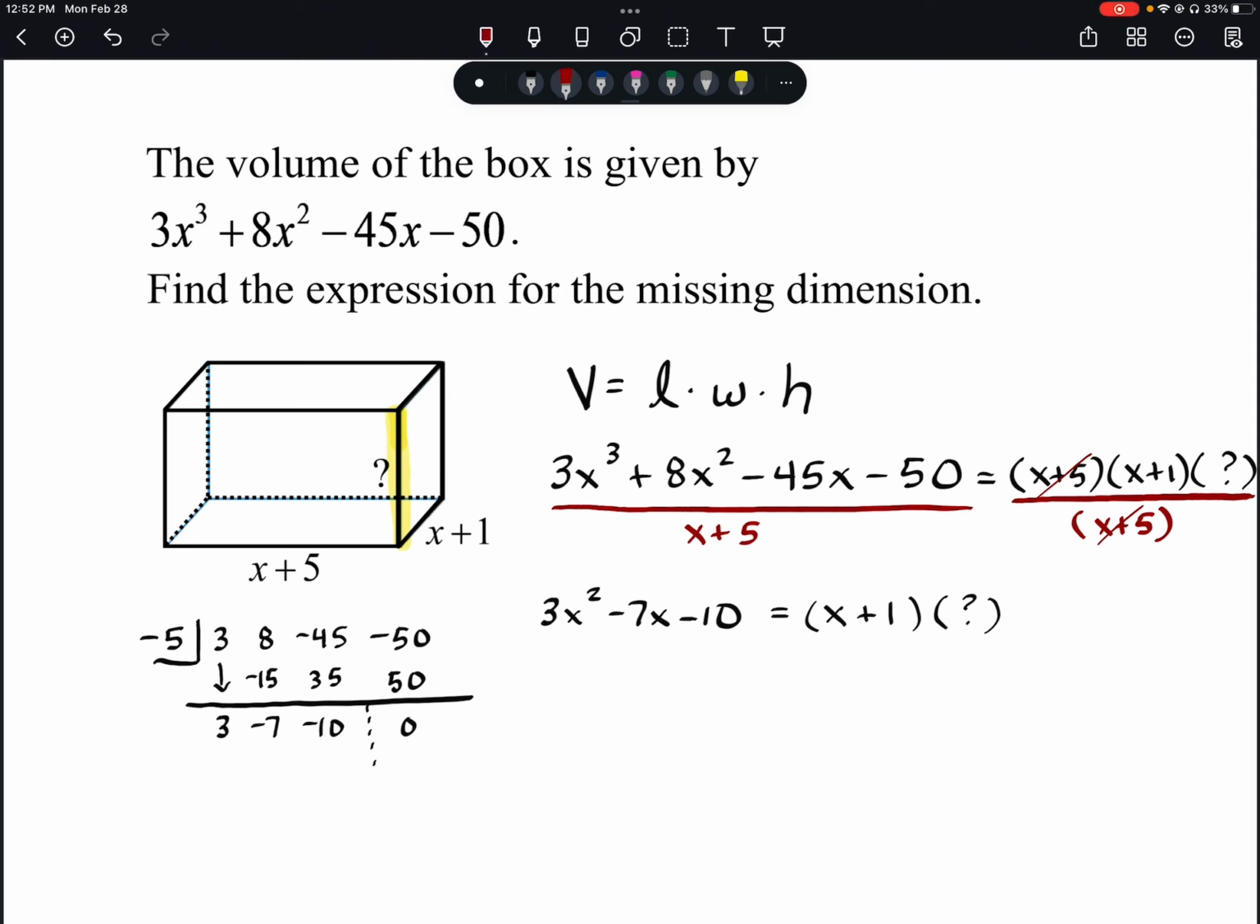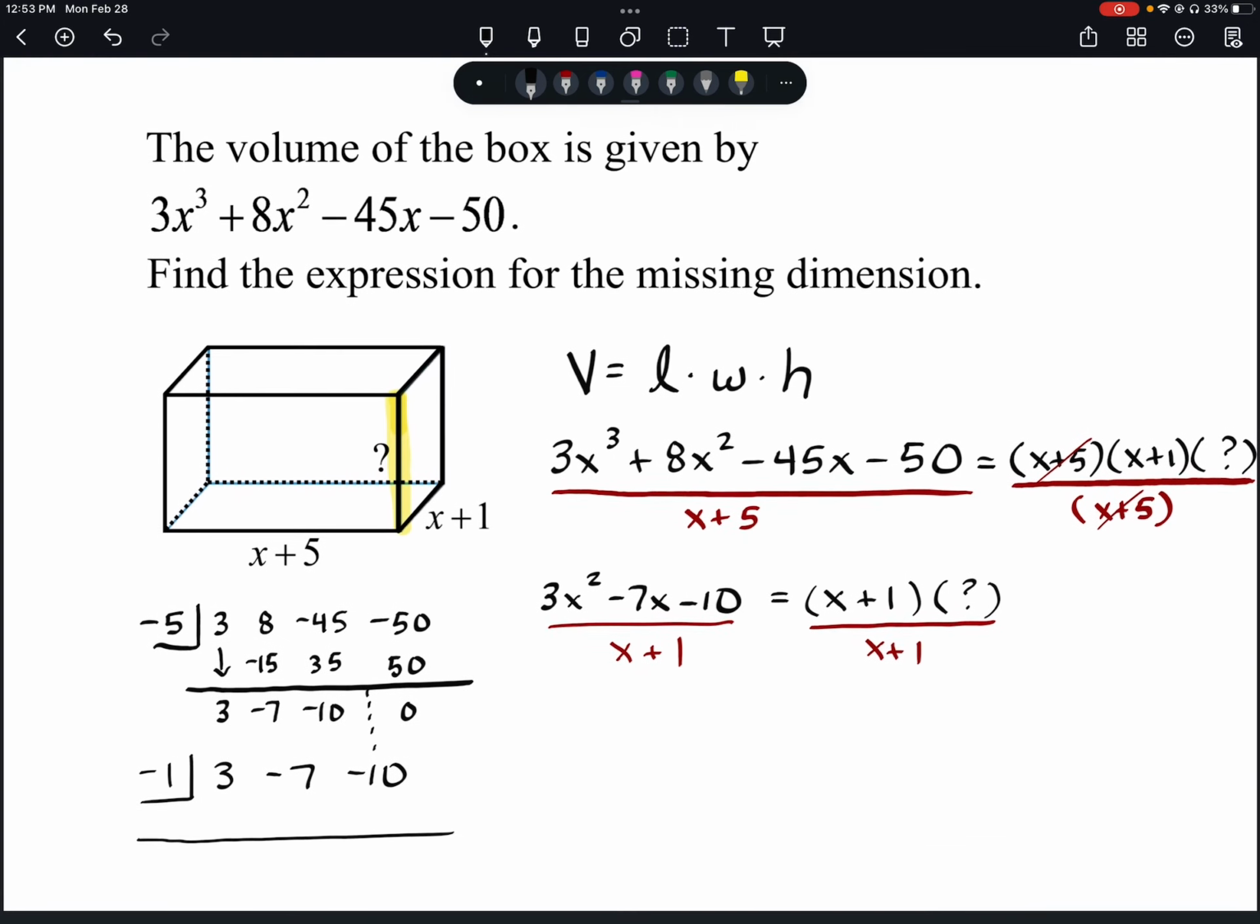Okay, so then how do we get it down to get the missing one? Well, let's just divide each side by x plus 1 and see what we get. So we do the exact same kind of thing. Now we're talking about our root value is going to be negative 1. And then we'll put it into our box. We got 3, negative 7, and negative 10.